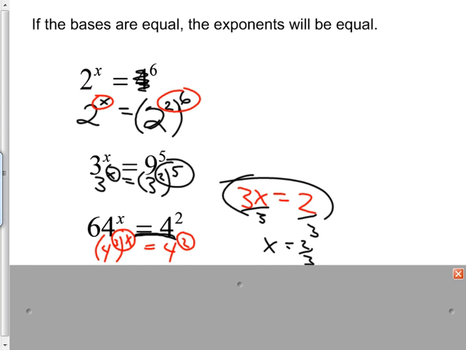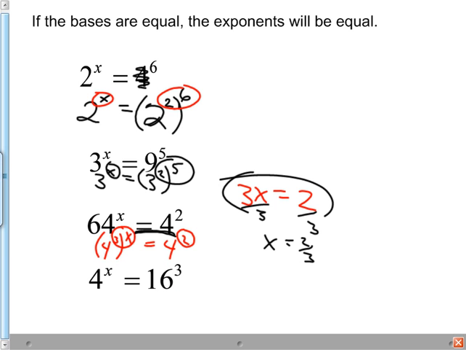All right, one more like that. High school level, you might say. 4 to the x equals 16 to the 3rd. Solve it.